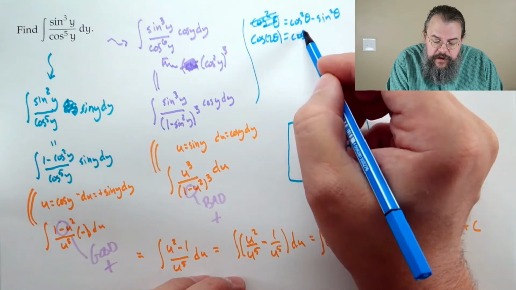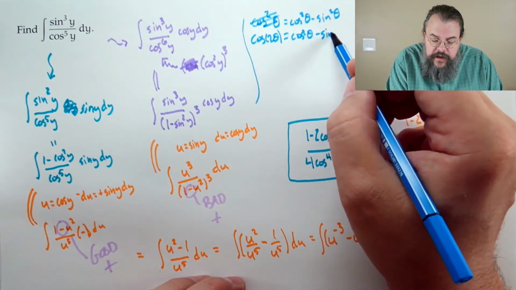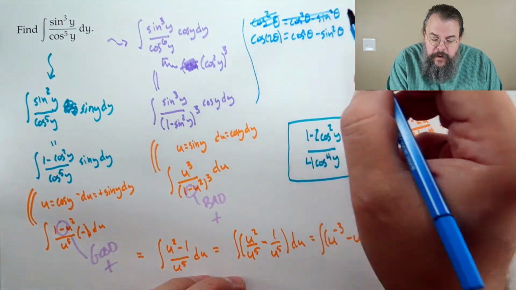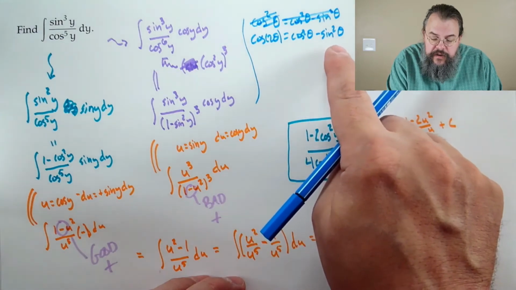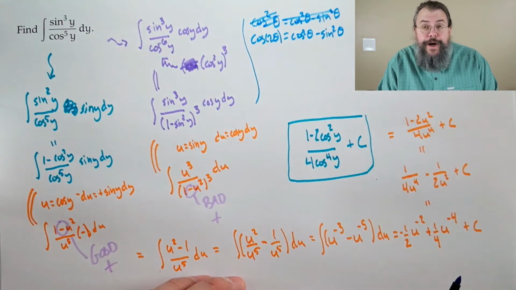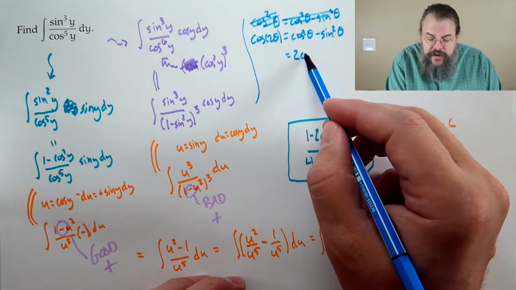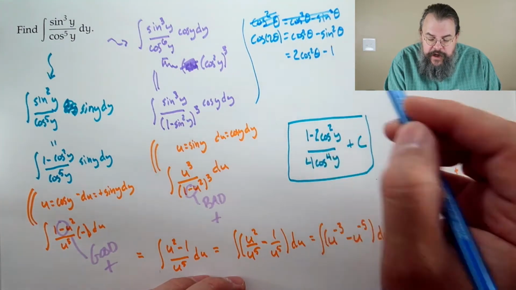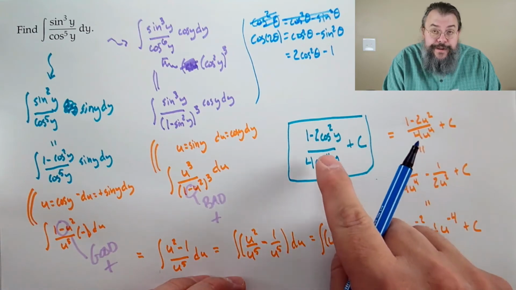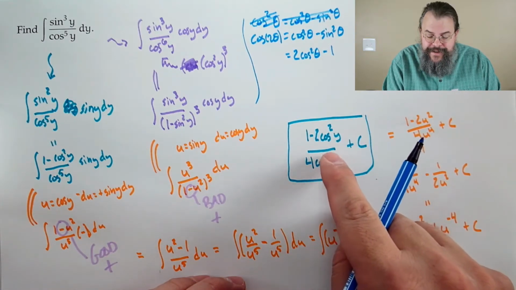is cosine squared minus sine squared. Well, it turns out you can replace the minus sine squared by 1 minus cosine squared, and you get 2 cosine squared minus 1. And it's almost what you have there.